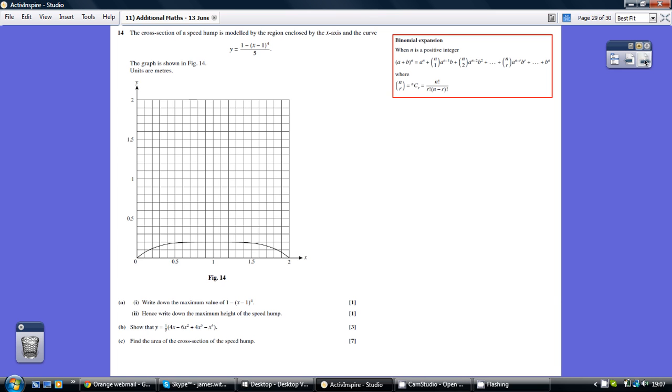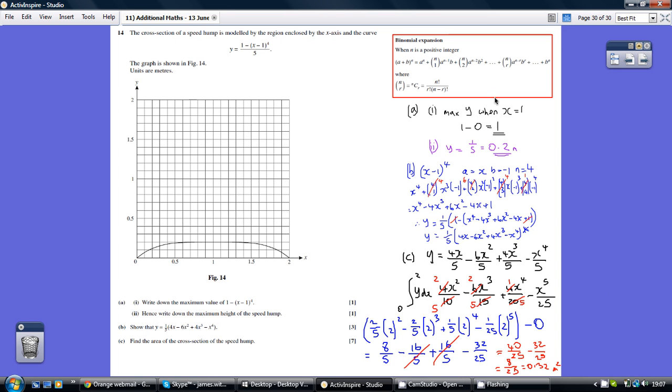Question 14. So, part 1, maximum value of this. Well, if we want to maximise this, we want to be taking away nothing, because anything to the power of 4 is going to be positive, so the best we can do is nothing. So how do we make this second term nothing? Well, x has to be 1.